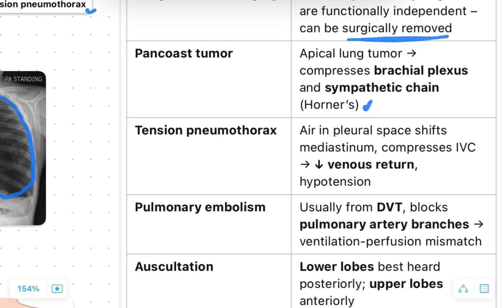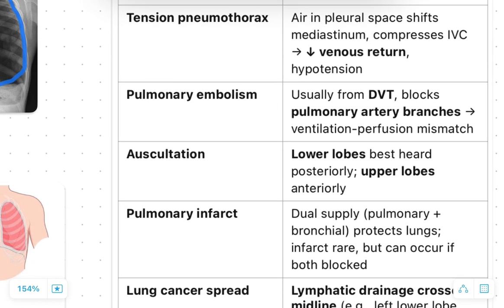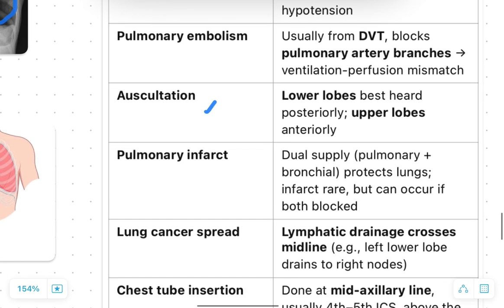Next, pulmonary embolism, usually from deep vein thrombosis, blocks the pulmonary artery branches, leading to ventilation perfusion mismatch. Auscultation: lower lobes are heard posteriorly, upper lobes are heard anteriorly. This is because lower lobes are placed more posteriorly and upper lobes more anteriorly. In fact, dual supply is there for the bronchopulmonary segment, because they have both pulmonary and bronchial arteries, so this dual supply will protect the lungs. So infarction is rare, but can occur if both the pulmonary and bronchial arteries are blocked.